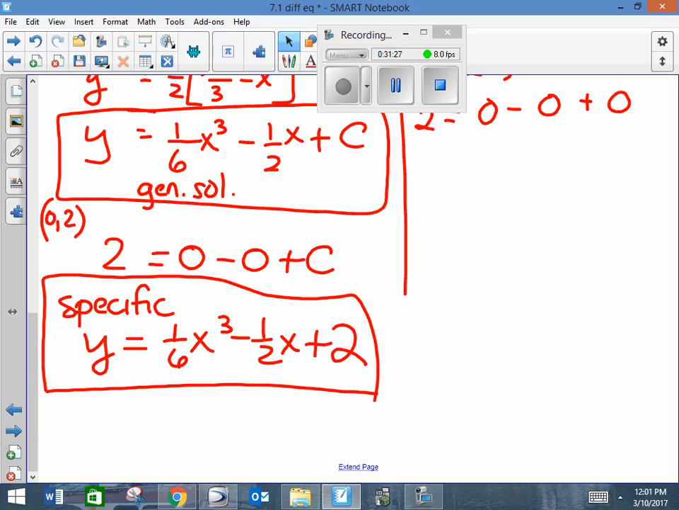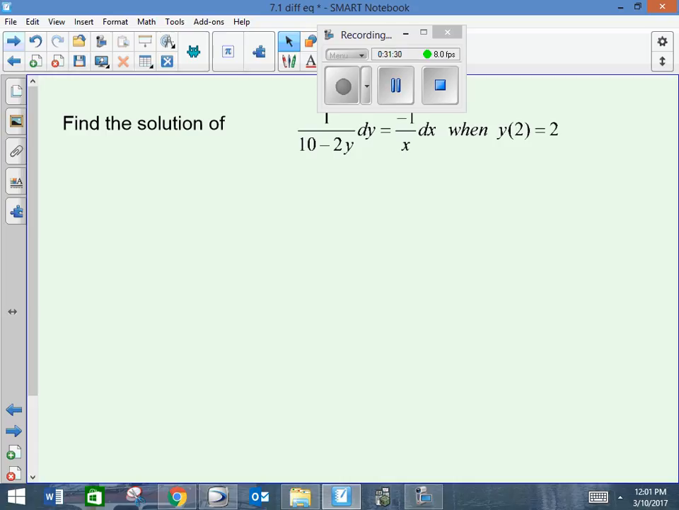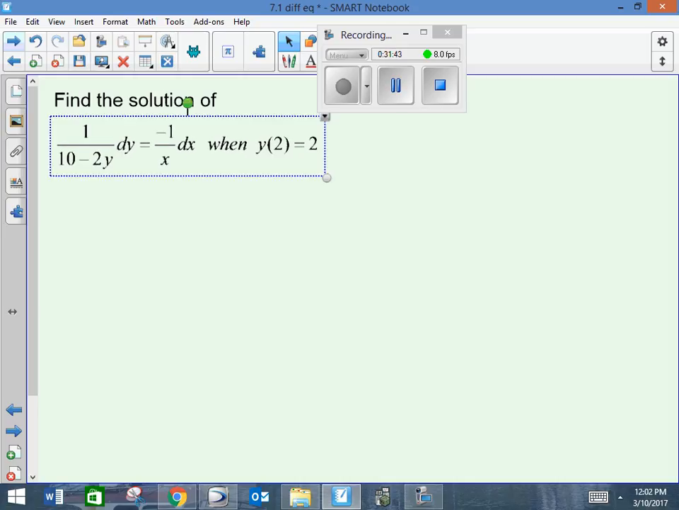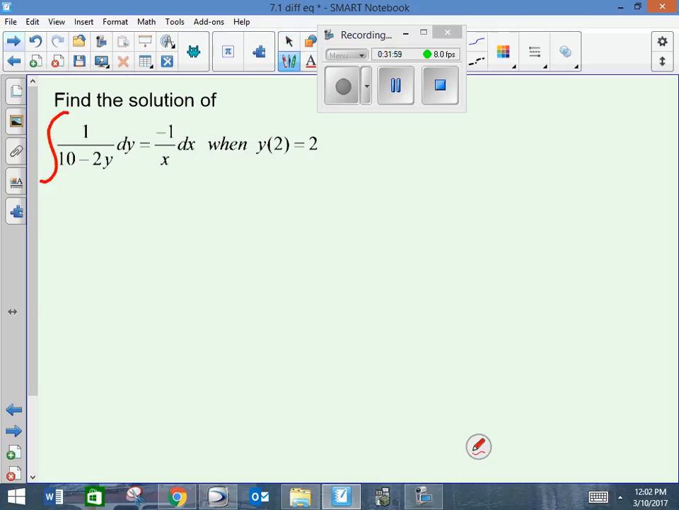The next one's kind of harder, because it's got some log business in it. Find the solution of 1/(10 minus 2y) dy equals -1/x dx. You can try it. Let's try the first step and then stop. First step is antiderivative, and then stop. We should be able to do that.